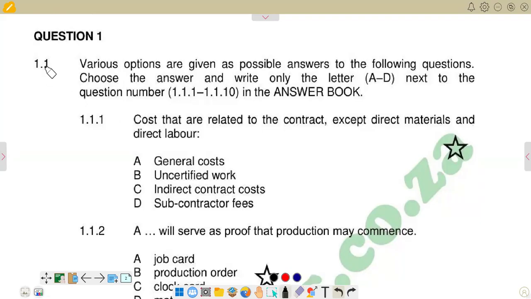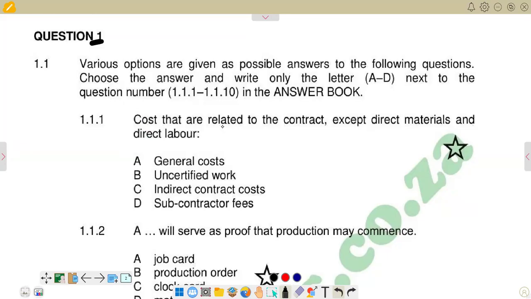So question 1, first part, which is 1.1, reads: various options are given as possible answers to the following questions. Choose the answer and write only the letter A to D next to the question number in the answer book. But according to this video, we are just going to indicate the correct answer according to the multiple choice that we are given.